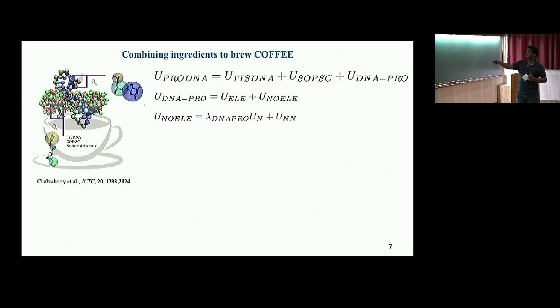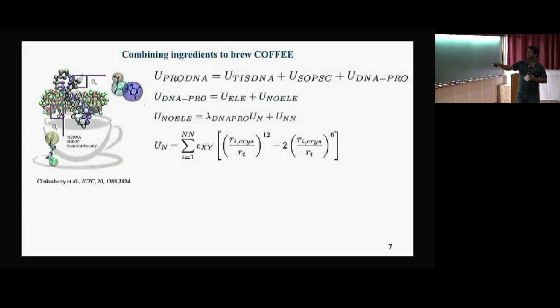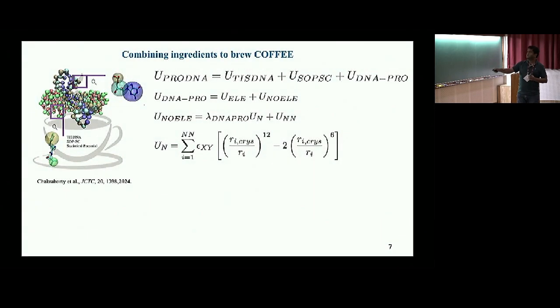The electrostatic component here is treated using Debye theory, and the non-electrostatic component you can write as a combination of the DNA-protein contact potential, which is based on the native structure, and you also have a component which is completely repulsive, and these define the non-native interactions in your system. This is how the native interaction potential looks. It's basically a Lennard-Jones potential. The important part here is this epsilon xy, which defines the energy scale for the interactions between the amino acids and the nucleotides.